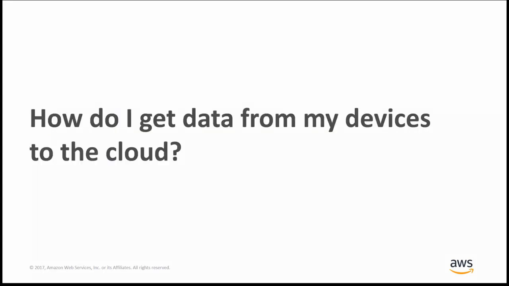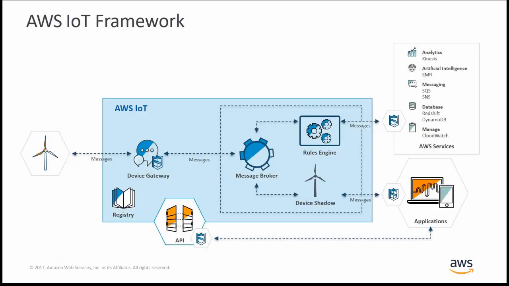So firstly, how do I get data from my devices to the cloud? This is the AWS IoT platform, or framework, and the set of capabilities that AWS IoT offers. They offer a device registry, a gateway for interacting with the devices, a message broker, which allows you to set up device shadows, as well as a rules engine.